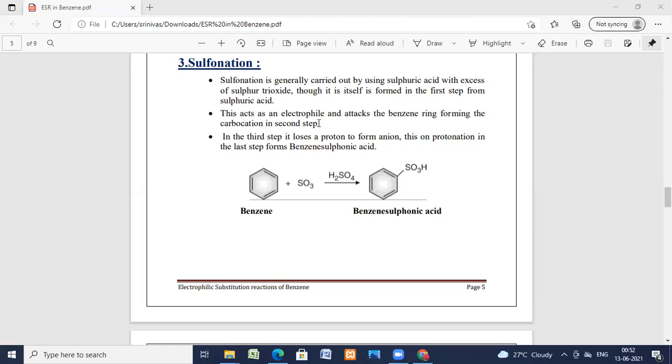Since formation of the intermediate carbonium ion is a slow step, it constitutes the rate determining step of the complete reaction. The formation of the carbonium ion is the slow step, and therefore that is the rate determining step for this whole reaction. And finally, there is the formation of the product.